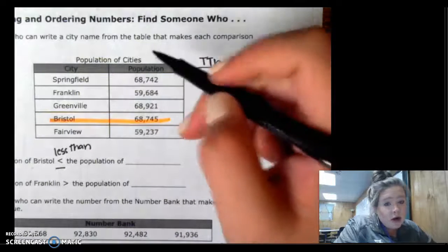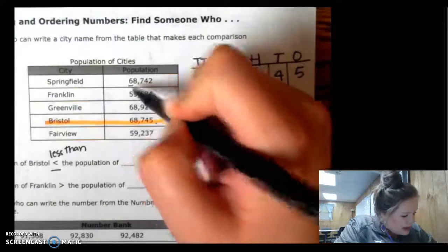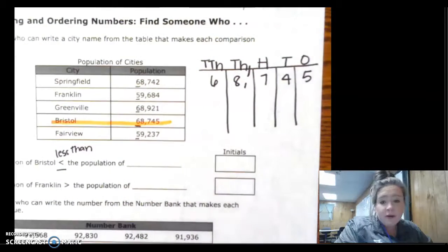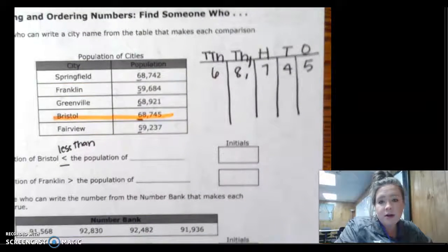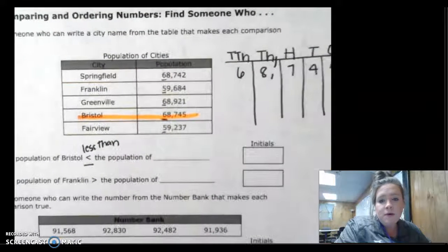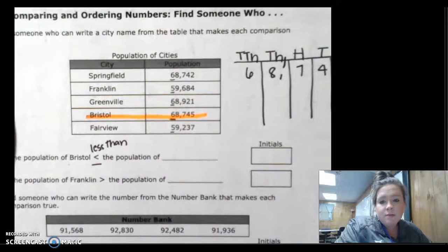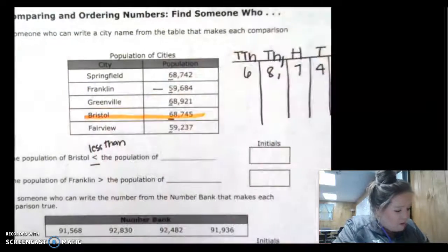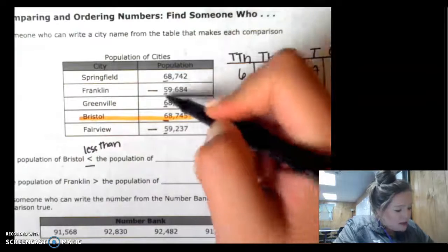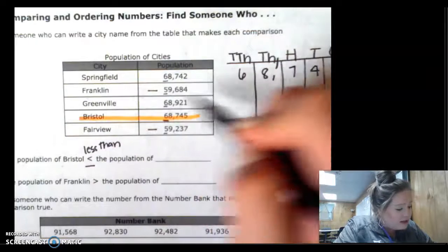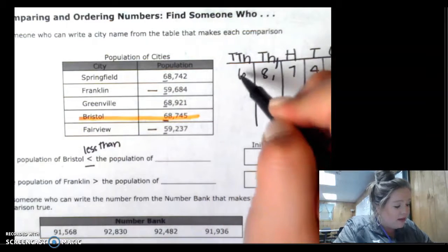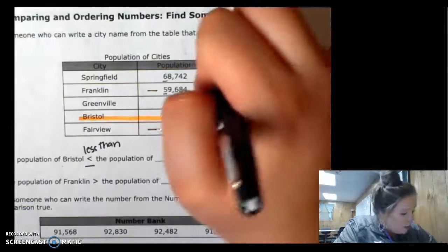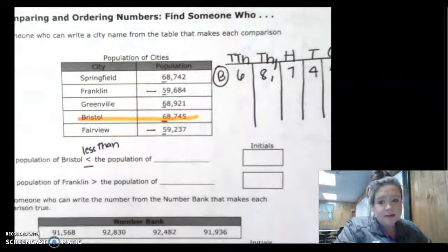Good. We're going to look at our 10,000s. A 6, a 5, a 6, a 6, and a 5. There are 2 place values that I can already cross out. What are they? Good. My answer is not going to be Franklin or Fairview, because those both start with a 5 in the 10,000s, and 5 in the 10,000s is going to be less than the 6 in the 10,000s. But I want the Bristol population to be less.